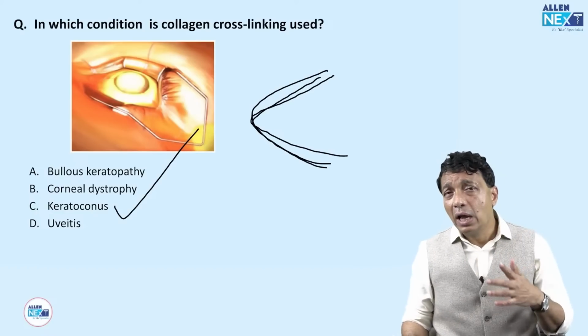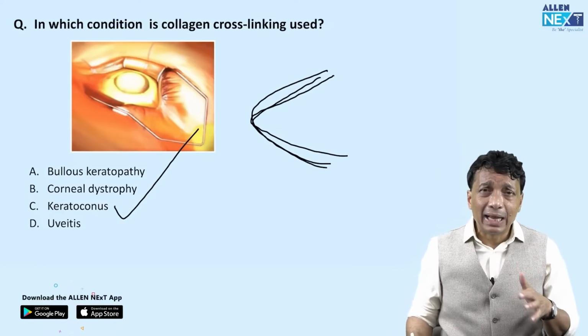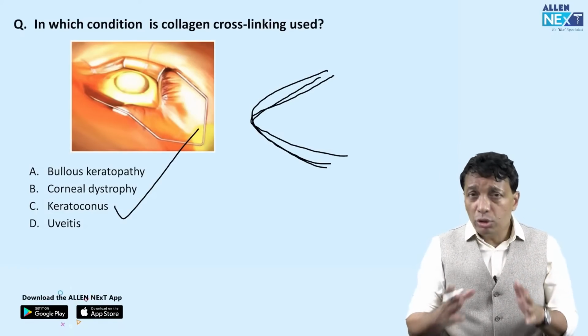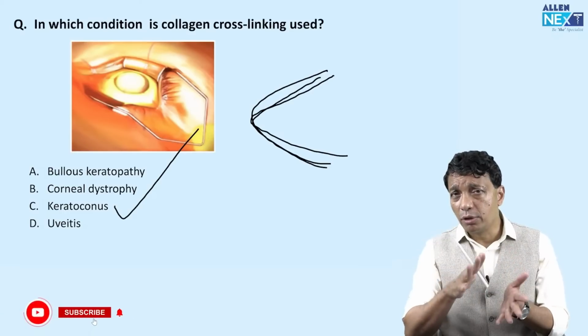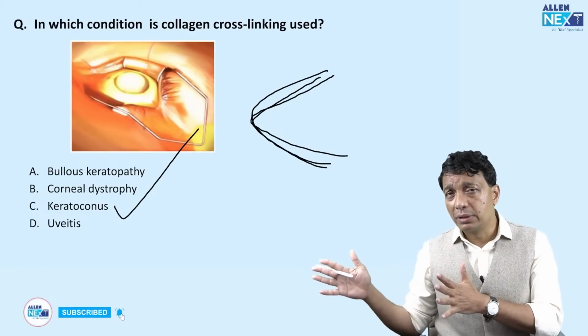This is a progressive, non-inflammatory thinning and ectasia of the cornea, usually presenting in the early teenage years, around 17, 18, 19, 20, until 30.